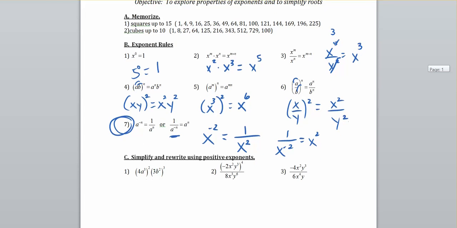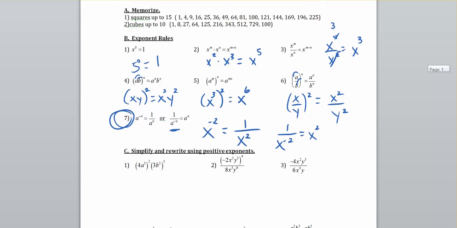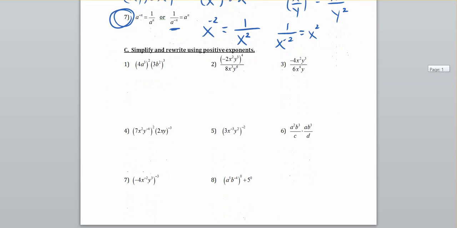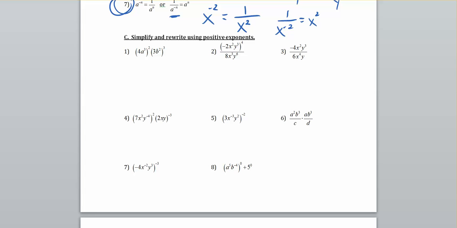So using those rules and knowing the squares up to 15 and cubes up to 10, we're going to do part C, which is to simplify and rewrite using positive exponents. All right, so first problem. You only have those 7 rules or so, okay? So please make sure to refer back to those rules.